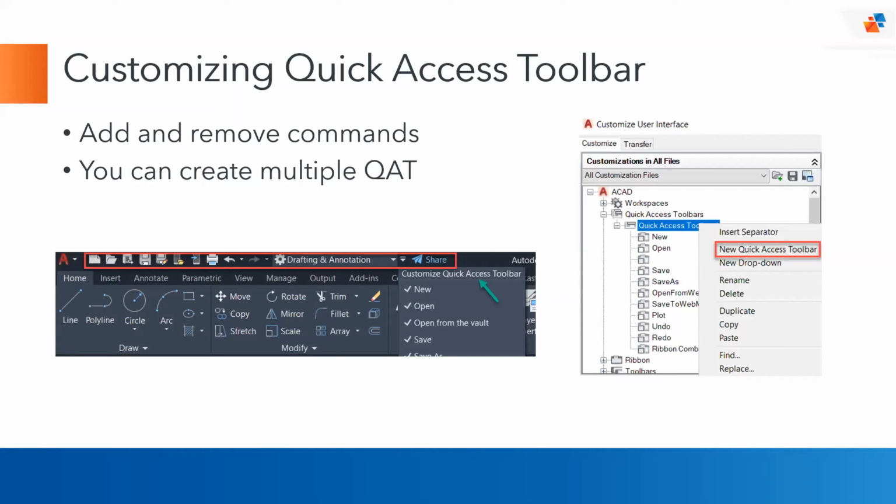It gives us the option to include even multiple QATs. You could create them based on different departments or needs or projects too. You could have a completely different set of commands in a quick access toolbar, different than the out of the box. So the new quick access toolbar allows us to create multiple quick access toolbars.